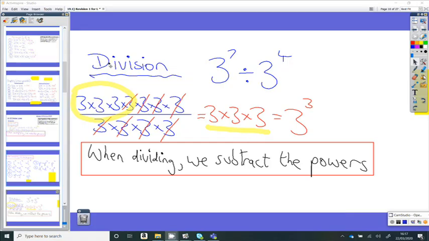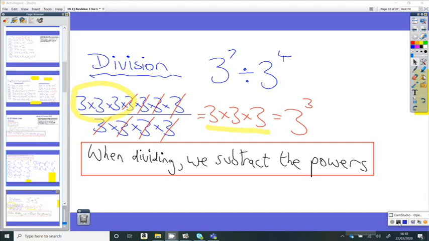And similarly, when we're dividing, we've got to remember that when we're dividing, we subtract the powers. So this was the example we used. We were saying 3 to the 7 divided by 3 to the power of 4. So 3 to the power of 7 is 3 times 3 times 3, 7 times. 3 to the power of 4 is 3 times 3 times 3 times 3. And then we could cancel out 4 of the 3's, just leaving us with 3 times 3 times 3, which is 3 cubed. So we can see when we're dividing, we subtract the powers.